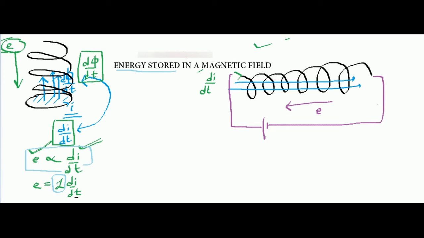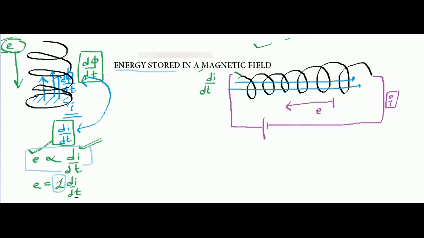See, the battery keeps a constant current in the circuit, but the problem is when you switch on the battery, the current will increase till it reaches this constant value I, and during this increasing current an EMF will be generated that will oppose the increasing current.